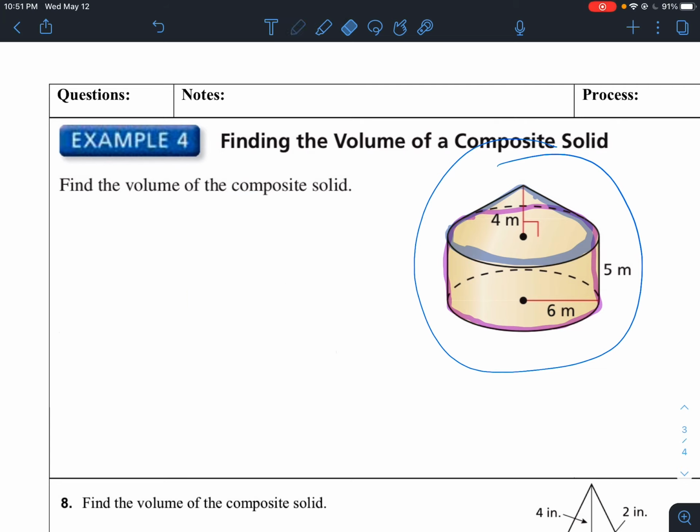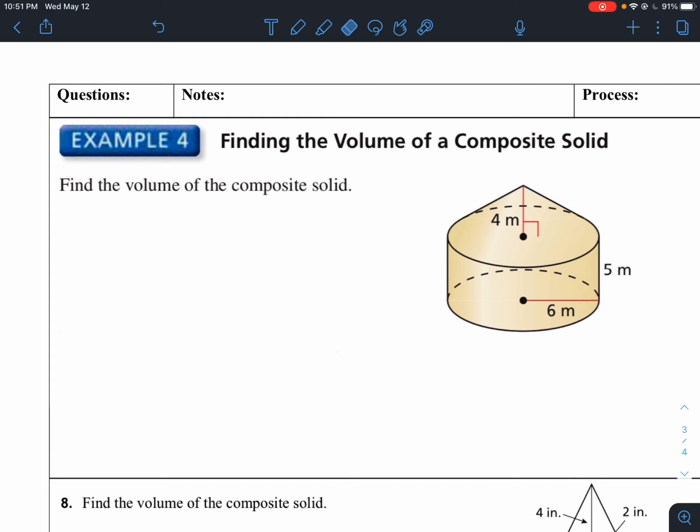So in this case right here, we're just going to take the volume of both the cone and the cylinder and add them together. So when dealing with composites, you're either going to be adding or subtracting volume. So in this case, we'll be adding. So let's find the volume of the cone.